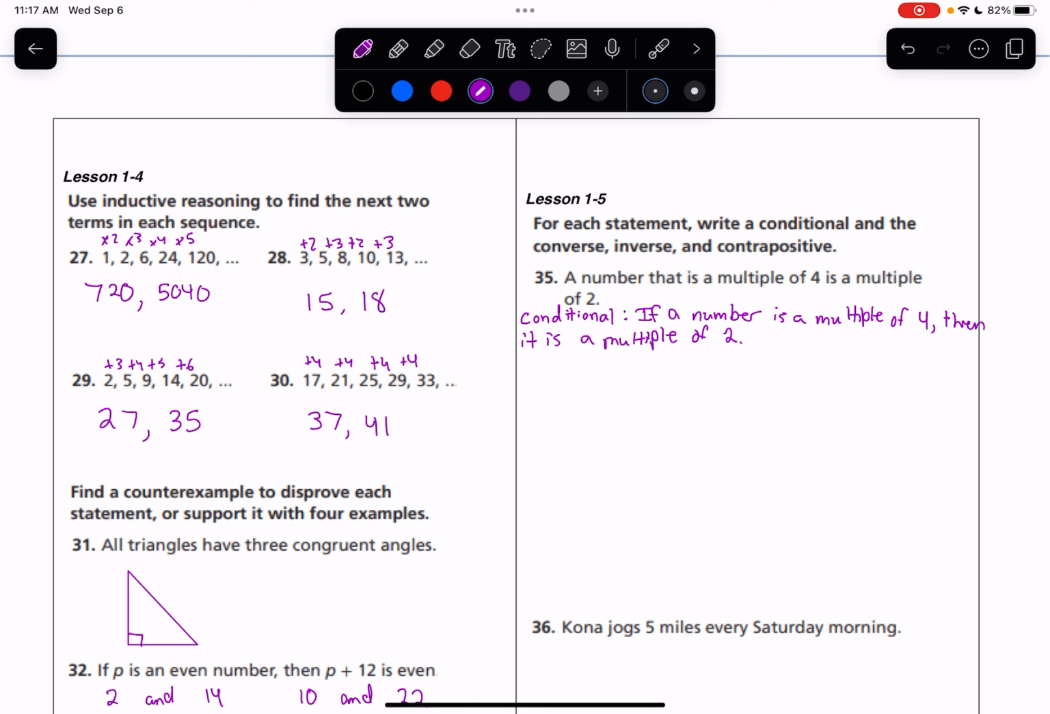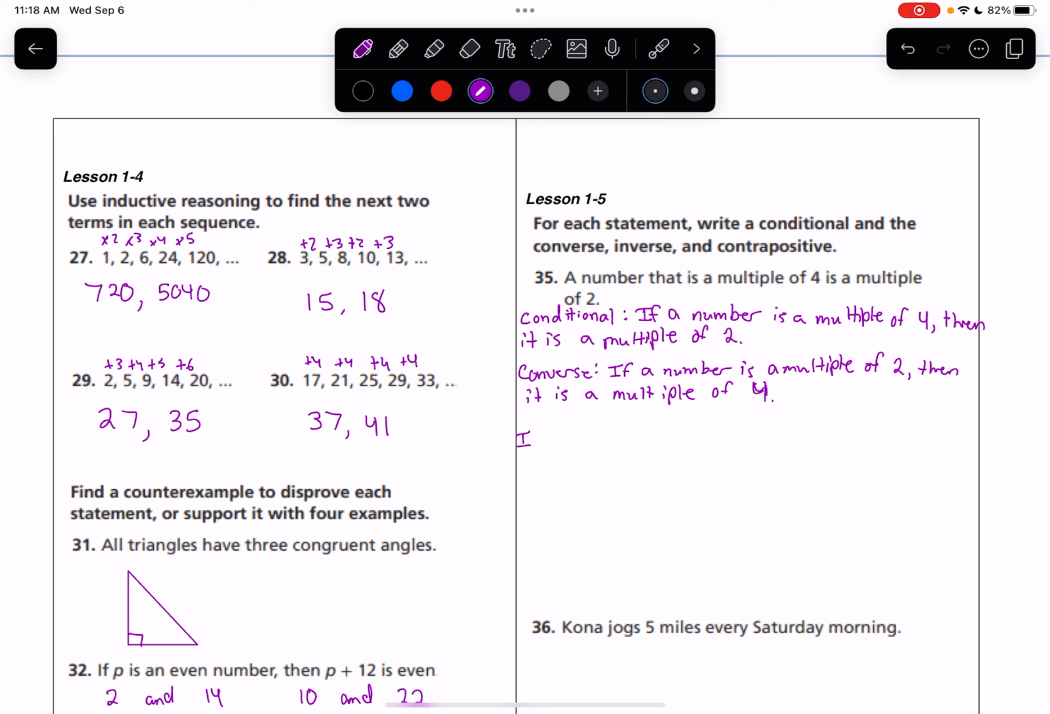Then we would need to write the converse. So the converse is when we switch the hypothesis and conclusion. Say, if a number is a multiple of 2, then it is a multiple of 4. Coincidentally, that's not true, but we don't need it to be.